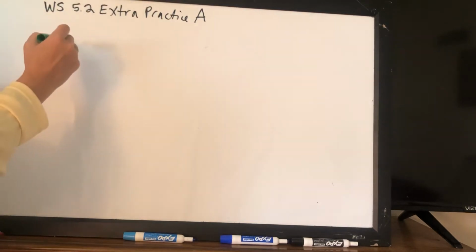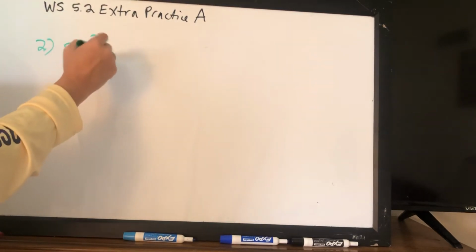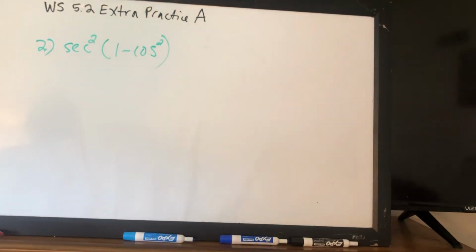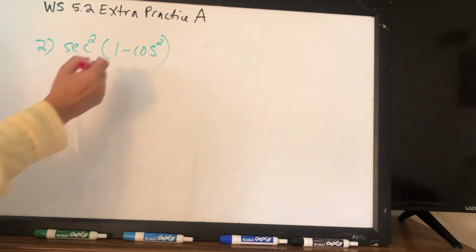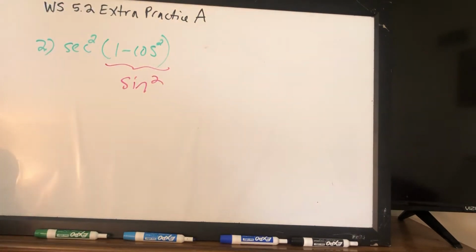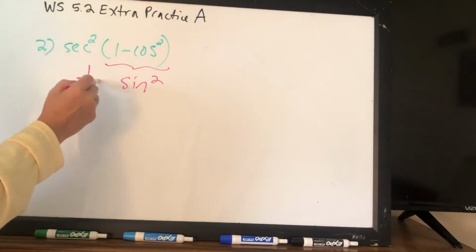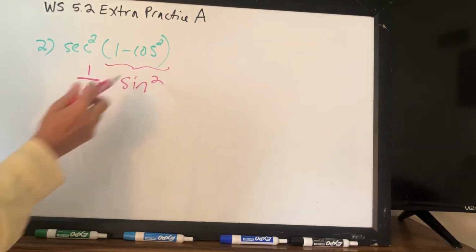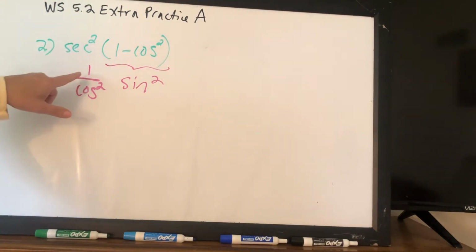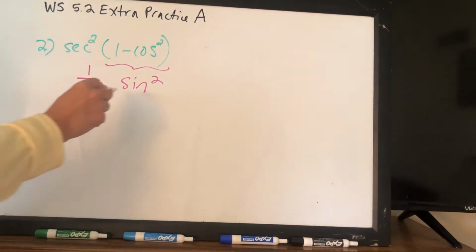Number 2. Secant squared times 1 minus cosine squared. Now, this is a Pythagorean identity right here. That's going to be sine squared. Secant squared turns into 1 over cosine squared. Some of you are losing your exponents, okay? And I do it at times too. This is secant squared, and some of you will put 1 over cosine. So be careful with your exponents.